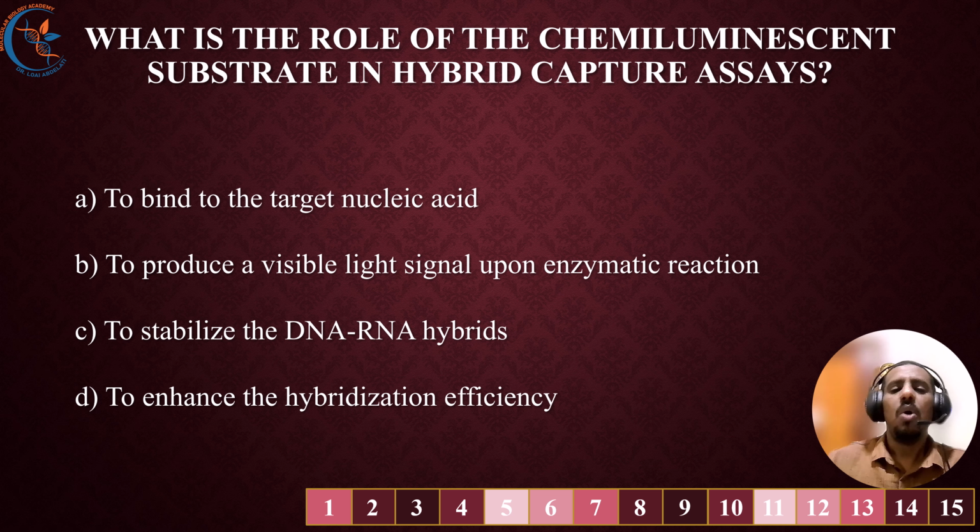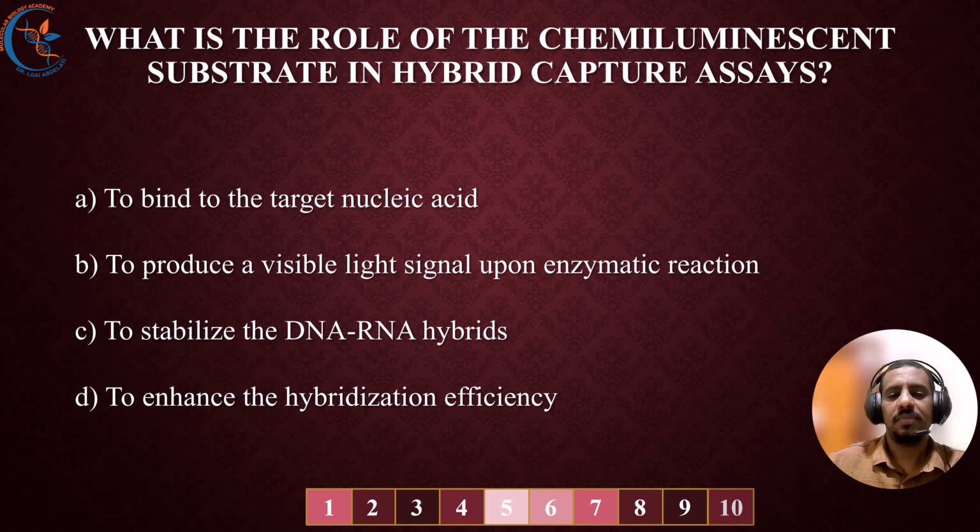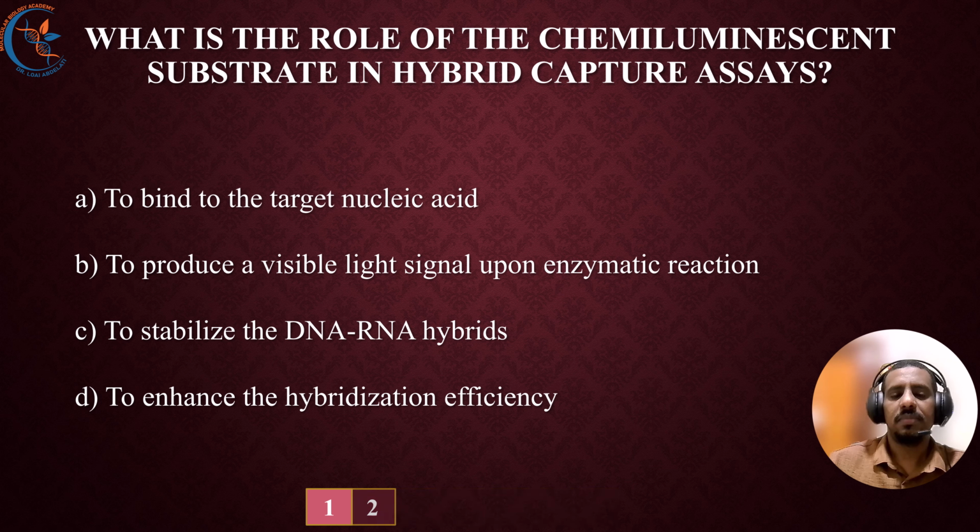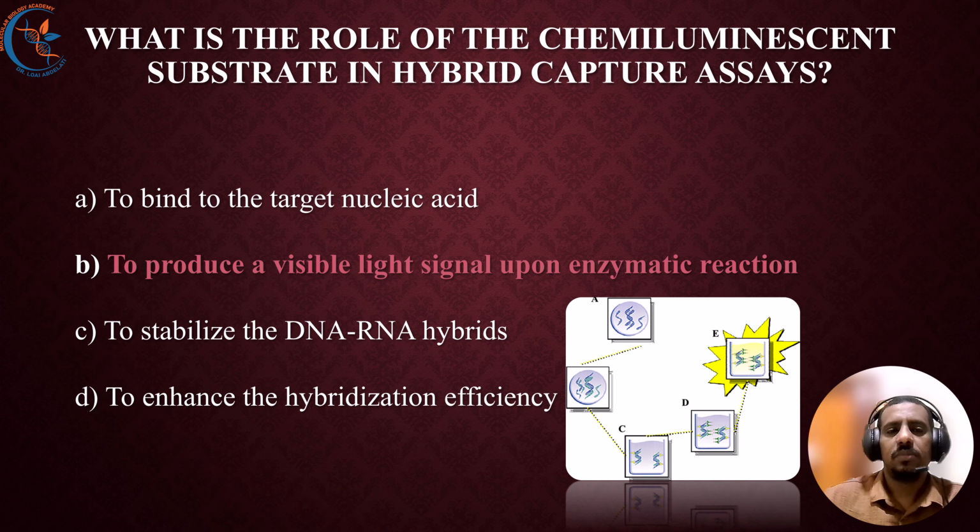Next question here. What is the role of the chemiluminescent substrate in hybrid capture assays? The correct answer is to produce a visible light signal upon enzymatic reaction. The chemiluminescent substrate reacts with the enzyme, alkaline phosphatase, to produce a light signal that can be measured. Let's move on.